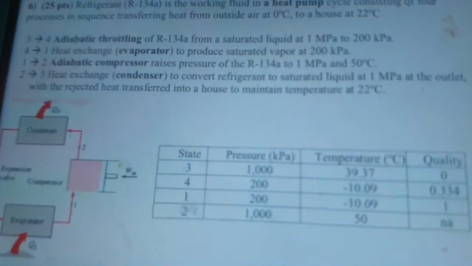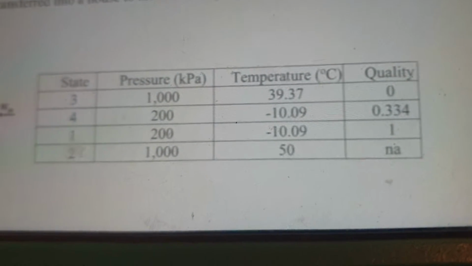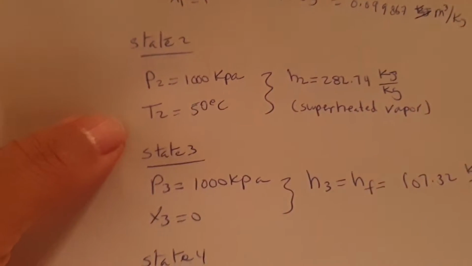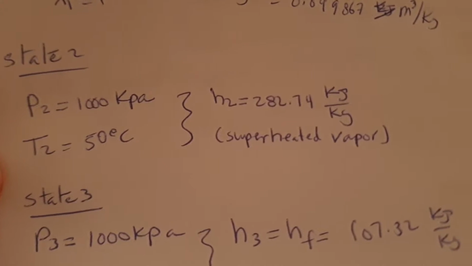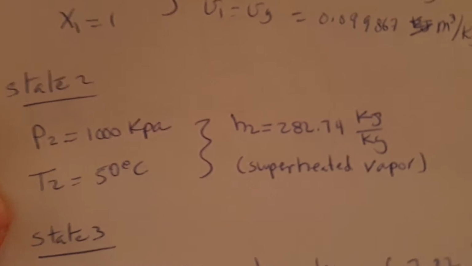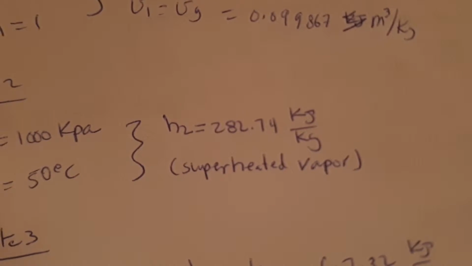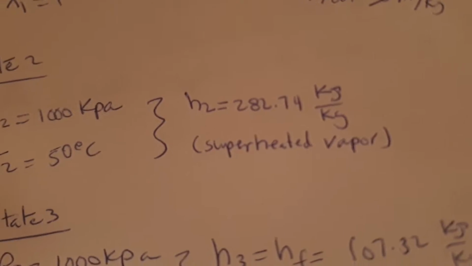You go to state number 2, the same way. State number 2 is 1000 kilopascal, 50 Celsius, and there is no quality. So state 2 is 1000 kilopascal, 50 Celsius. You find H2, and of course this is superheated. So you have to go to the superheated tables and find, at this pressure and temperature, what H2 is.